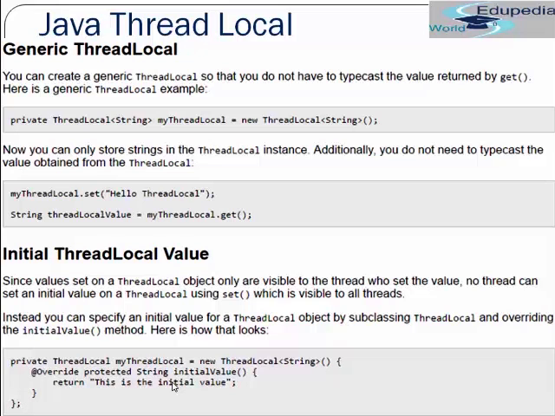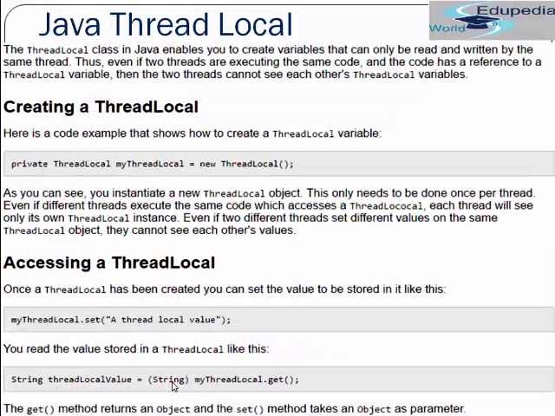So this was about thread local. In this tutorial, we have covered thread local, thread safety and object member variables, and race condition and critical section.